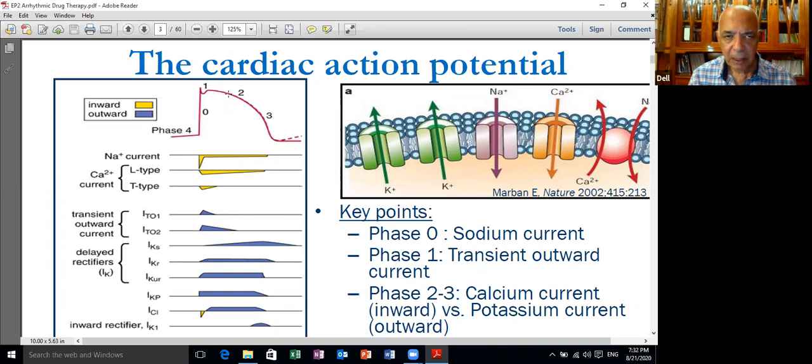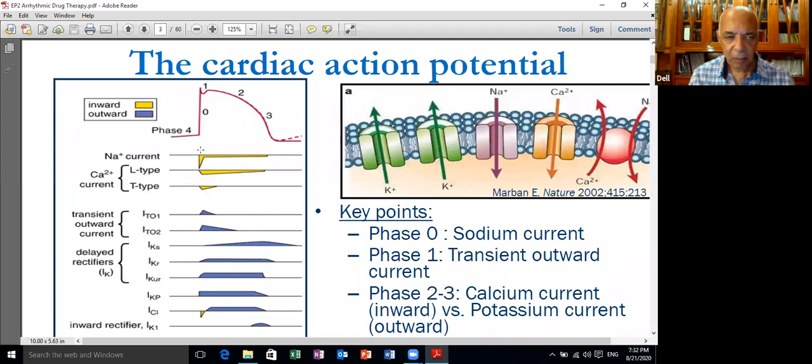There are 3 potassium currents that are known to contribute to this area. The slow component of the delayed rectifier potassium current, and I will explain what this means, and the rapid component of the delayed rectifier potassium current, as well as the ultra-rapid component of the delayed rectifier potassium current.